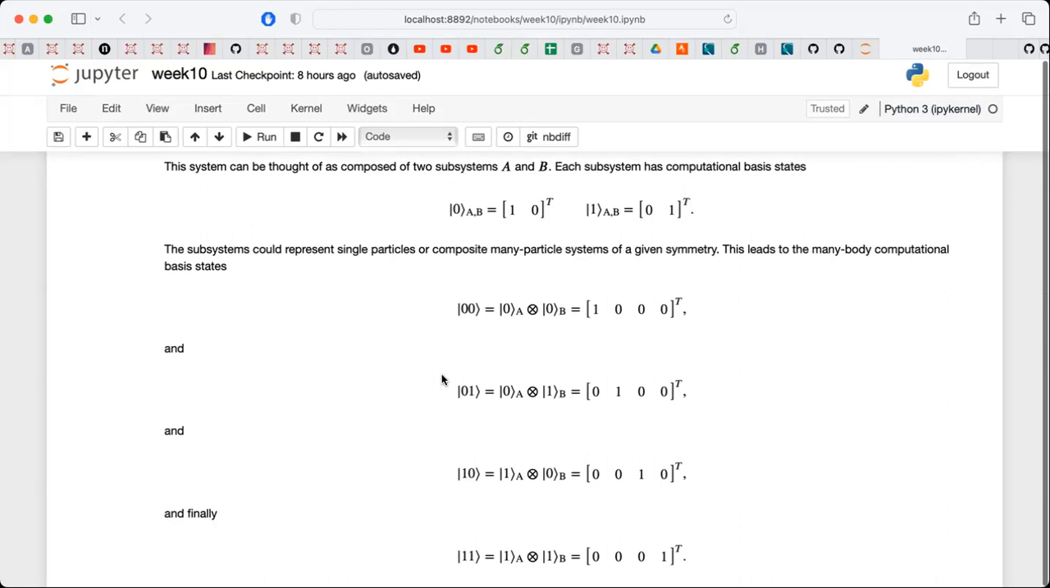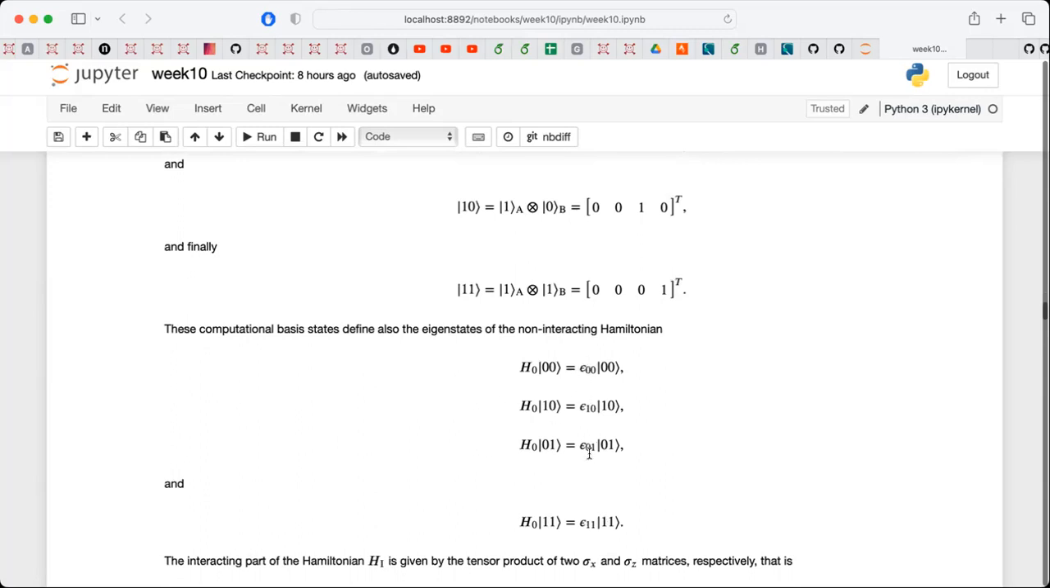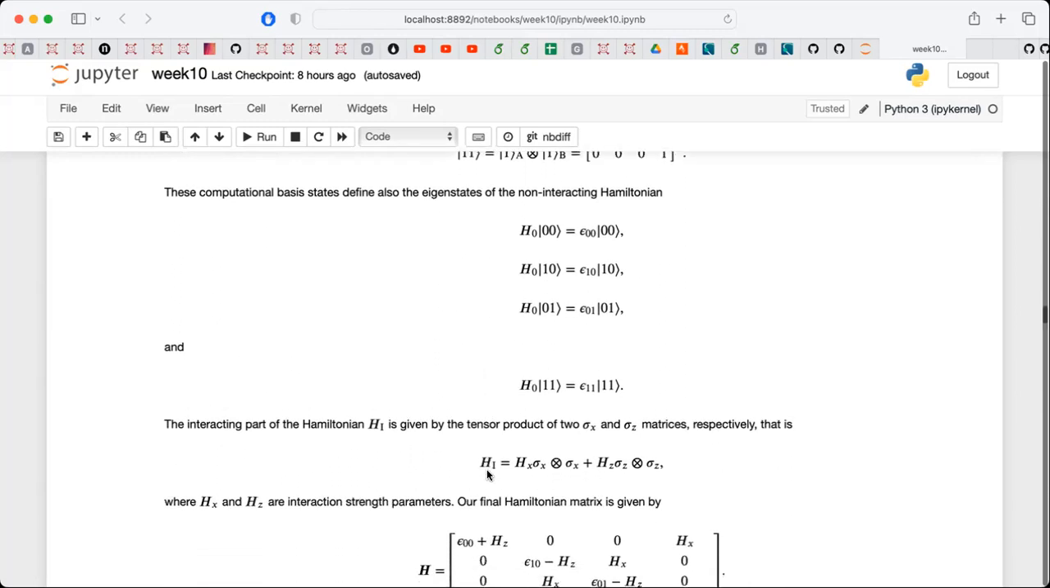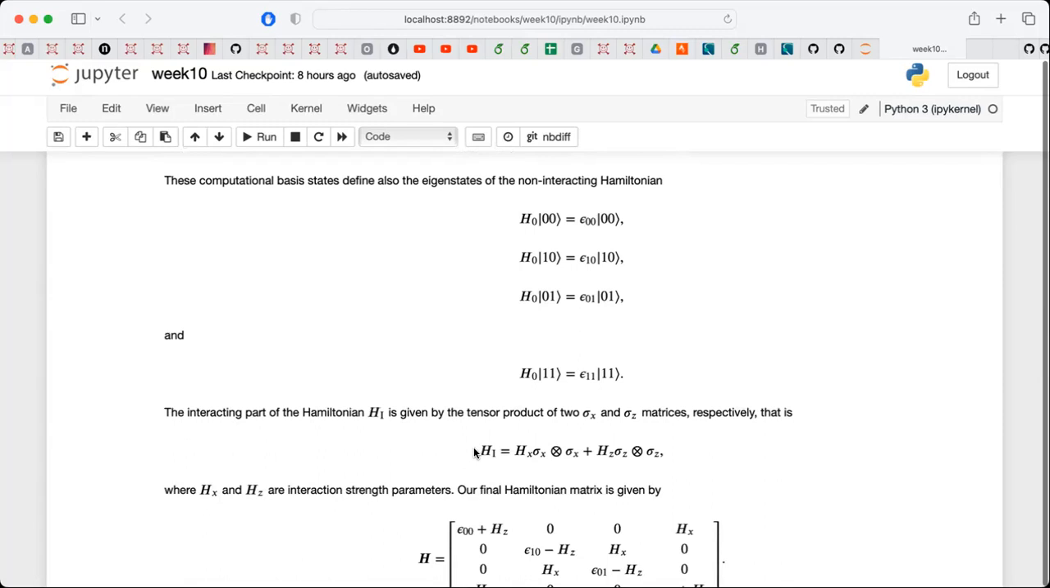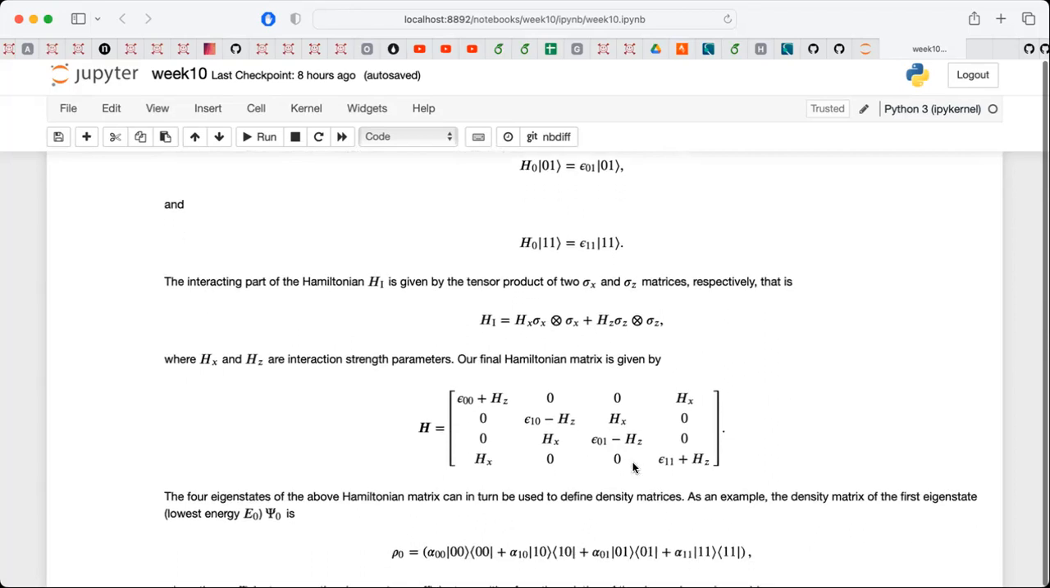With that computational basis, we can define a new Hamiltonian, H0, which has these states as an eigenbasis. So we are simply defining these as eigenstates of H0. Later we are going to see that we can rewrite this H0 in terms of different Pauli matrices. And then we define an interacting part of the Hamiltonian, which has a constant, a product of two Pauli X matrices and a product of two Pauli Z matrices. And that means that we get the following Hamiltonian.